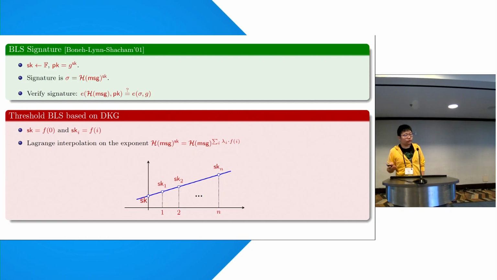Usually, prior works that do threshold BLS, based on distributed key generation, do it in the following way. In my example here, I use a threshold equal to T, so a Shamir secret sharing is just a straight line. Every party gets some correlated secret key SKI that lies on the same line that interpolates SK. Whenever you want to produce a partial signature, you raise the hash of a message to your SKI. Then to generate the aggregate signature, you can just do Lagrange interpolation in the exponent. You take the group element sent by each party and raise it to the Lagrange coefficient lambda I, and that gives you the hash of the message raised to SK.